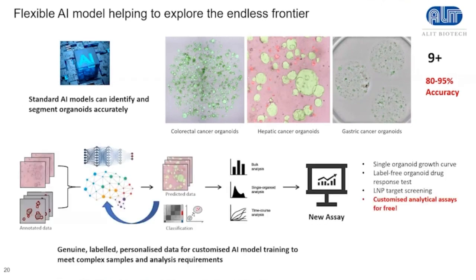In addition, we can also develop customized AI models for new organoid types or complex experimental requirements, based on AI model annotation and training data, and output new methods for diverse analysis, including bulk analysis, single organoid analysis, and time course analysis. And then finally form a new standard assay for customers to use. For example, the single organoid growth curve, label-free organoid drug response test. Currently, we can also provide this customized analytical assay service for free.